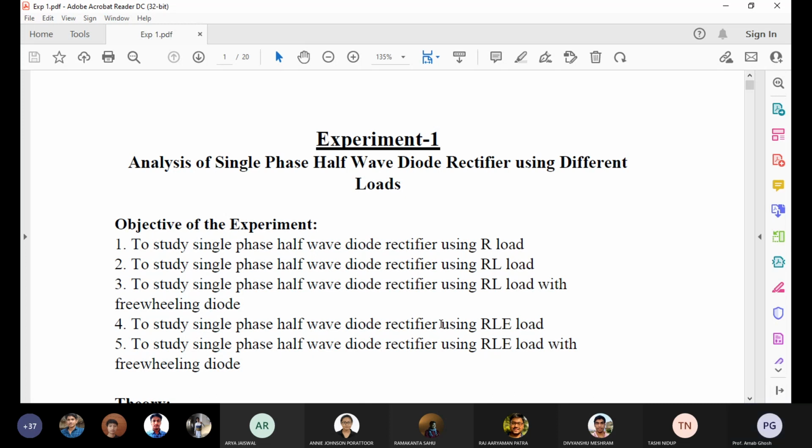So here what we are going to observe, we are changing the parameter value. What type of parameter value? Load parameter value. There are different types of load already there. So first we are using R load. After doing the simulation, we will change the parameter of R.